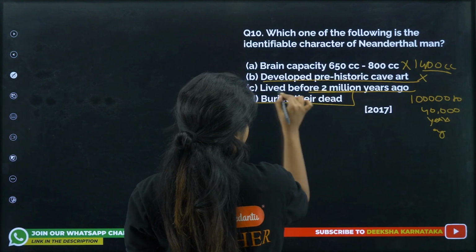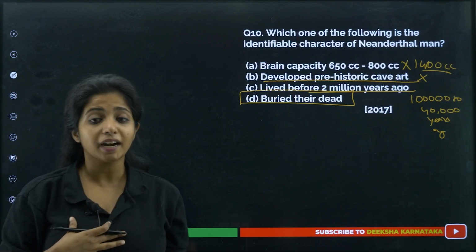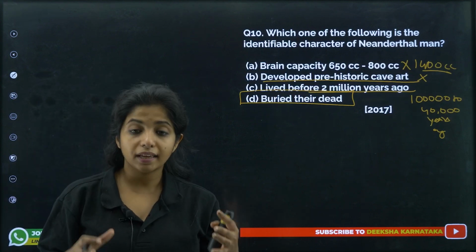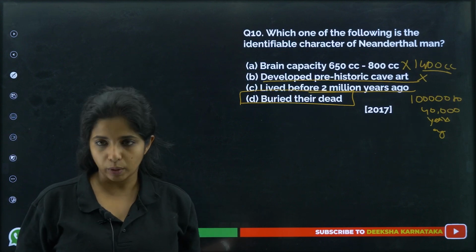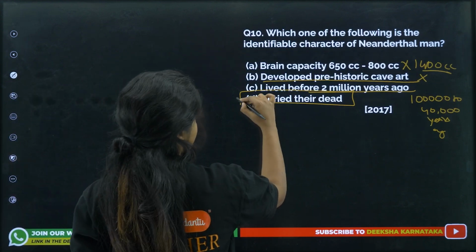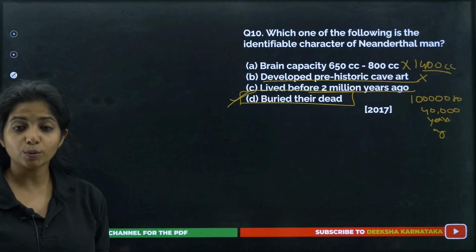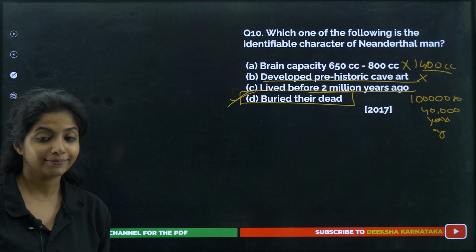Buried their dead? Yes. Their brain capacity was increasing, so they had this emotional thing. So they buried their dead and they were very cautious about covering their body as well, protecting their body as well. So Neanderthal man buried their dead. This is the answer. 2017 question.